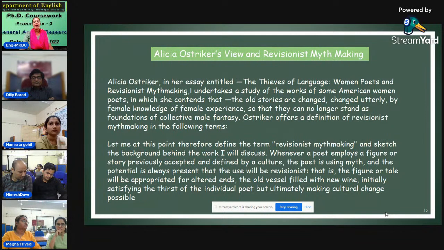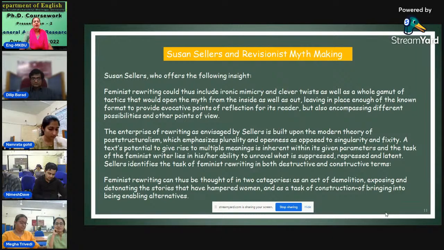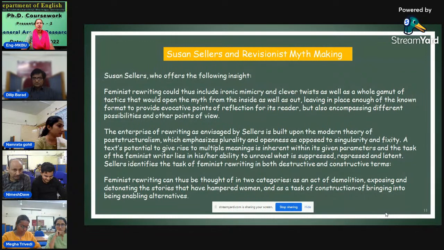Ostriker offers a definition of revisionist mythmaking in the following terms. Susan Sellers, another revisionist mythmaking scholar, offers the following insight. Feminist rewriting could thus include ironic mimicry and clever twists, as well as a whole gamut of tactics that would open the myth from the inside as well as out, leaving in place enough of the known format to provide evocative points of reflection for its reader, but also encompassing different possibilities and other points of view. Feminist rewriting can thus be thought of in two categories: an act of demolition, exposing and detonating the stories that have hampered women, and a task of construction, bringing into being enabling alternatives.